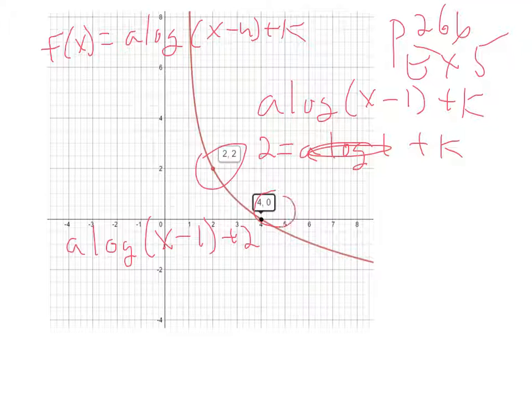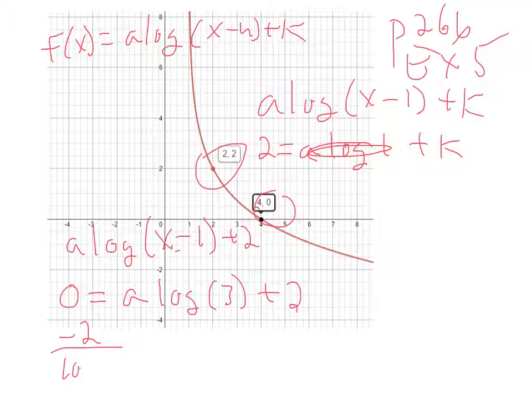And then I see this other point, (4, 0). I can substitute that in for some things here. So 0 has to equal a times the log of 3 plus 2. 3 came from 4 minus 1. So I'm going to subtract 2. Then I'm going to divide by the log of 3. And that should be what a is.